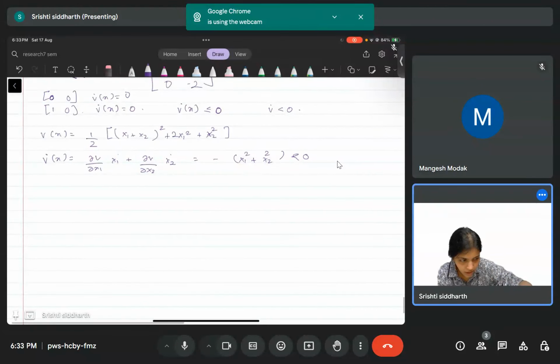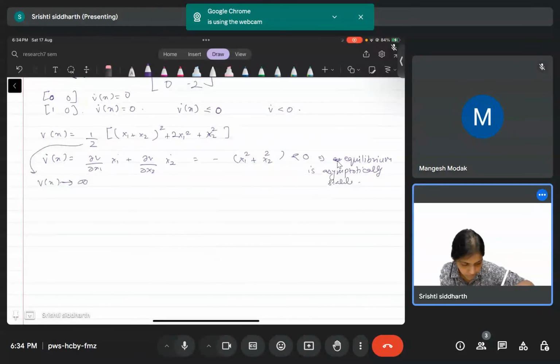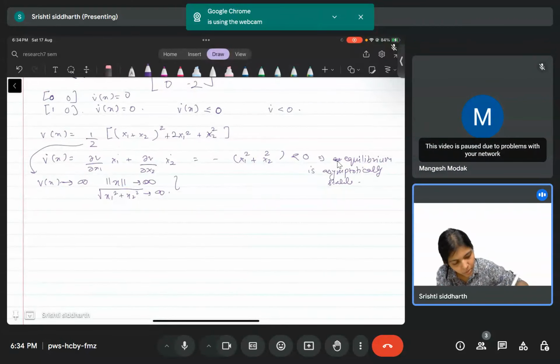So this implies that the equilibrium is asymptotically stable for this Lyapunov function, and also V(x), which was this one, goes to infinity as norm x goes to infinity. So norm x squared here is x1 squared plus x2 squared. This implies that the equilibrium is also asymptotically stable in the large.